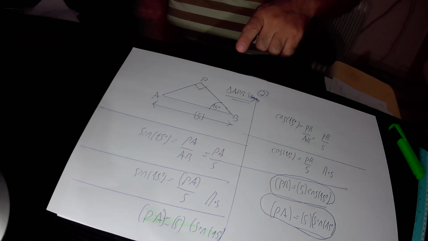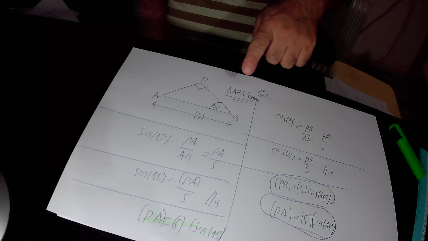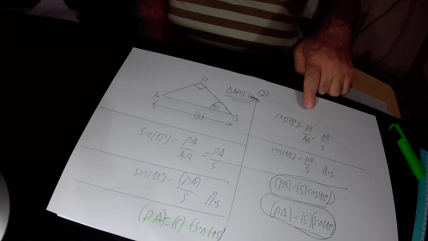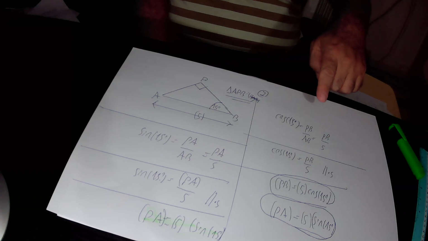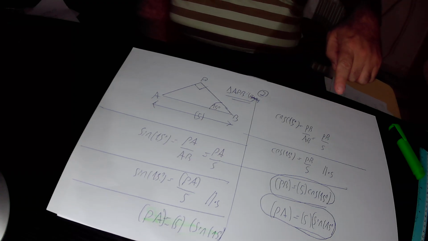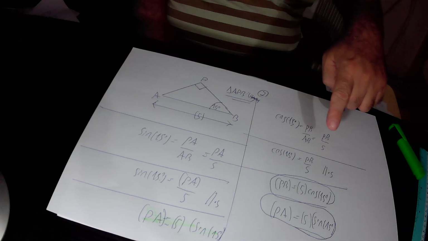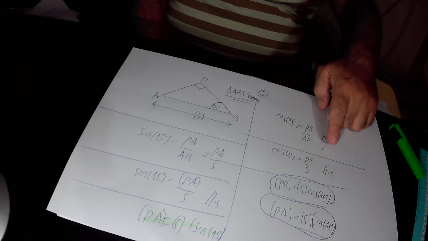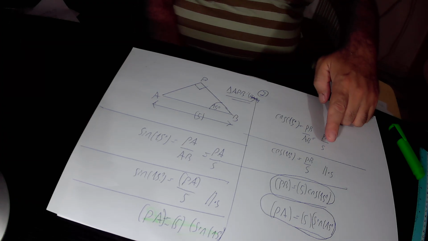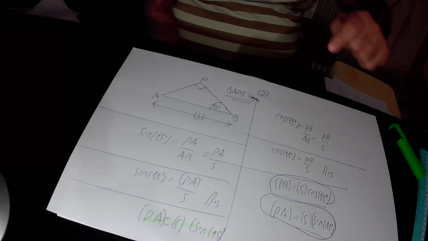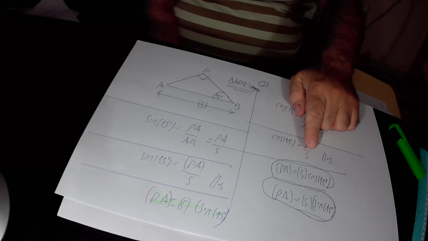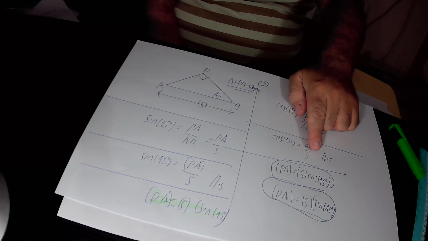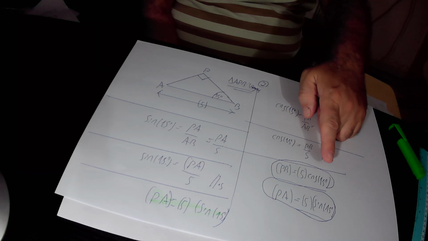Likewise, in this triangle APB, cosine 15 degrees equals PB over AB. AB is 5, so we substitute AB by 5. So in total, cosine 15 degrees equals PB over 5. Here we multiply this equation by 5 and find that PB equals 5 times cosine 15 degrees. Again, in total, PB equals 5 times cosine 15 degrees, while PA equals 5 times sine 15 degrees.